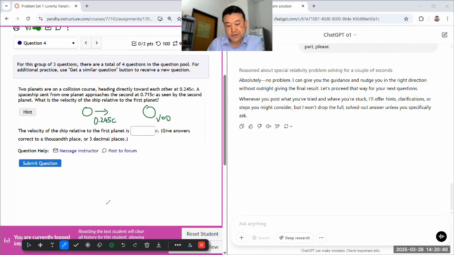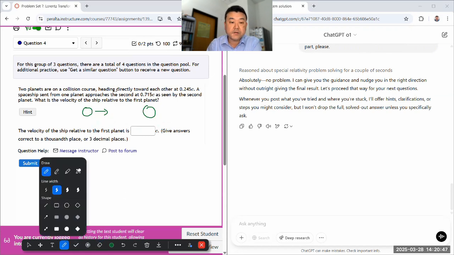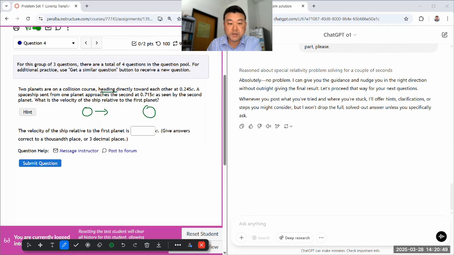But maybe I misunderstood. Maybe I made it more complicated for myself and instead thought they are heading directly toward each other. And somehow I'm imagining a third observer that's in the center of mass frame, seeing both of them moving at speeds 0.245 c. And based on this misunderstanding, let me work through the rest of the question, which ought to be wrong.